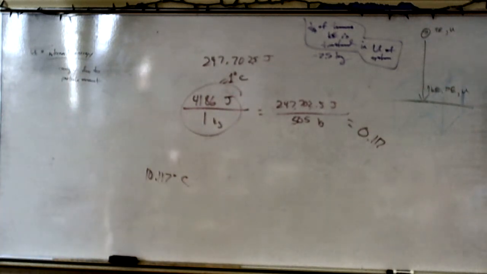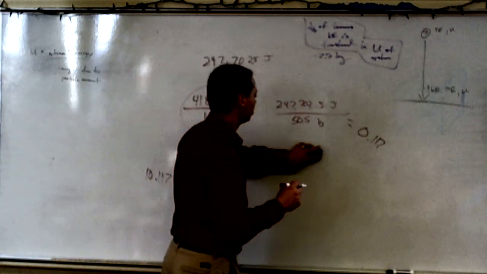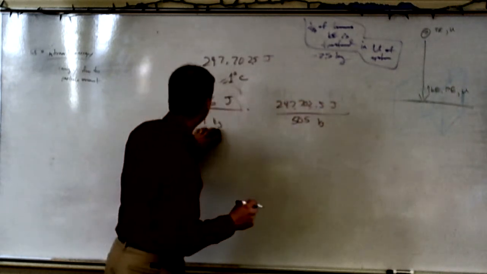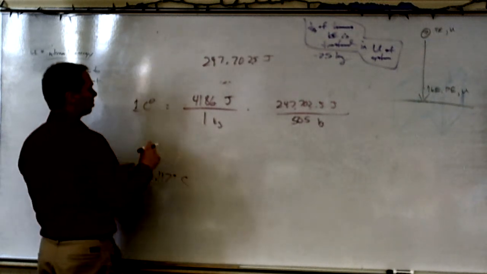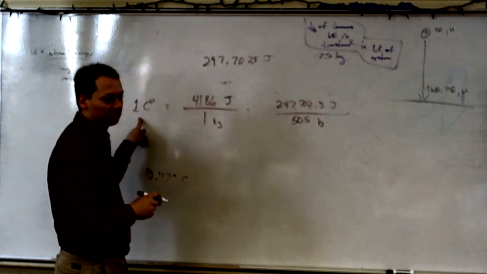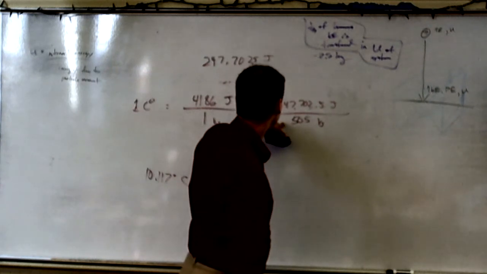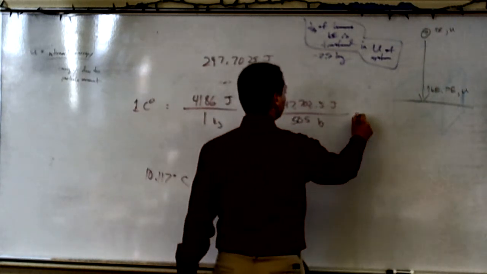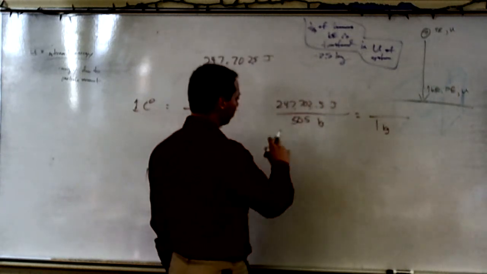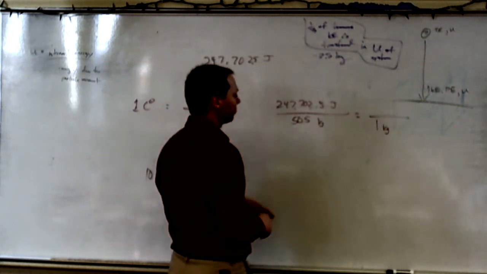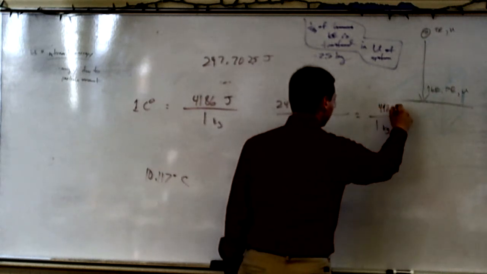Where do you get 0.117 now? Let me redo this here. This results in an increase of 1 degree Celsius, right? 4186 joules per 1 kilogram of water gives you 1 degree of temperature change. Well, you have this, but how many joules per kilogram does this come out to be? Convert that to per 1. Divide this by 505. 490.5.